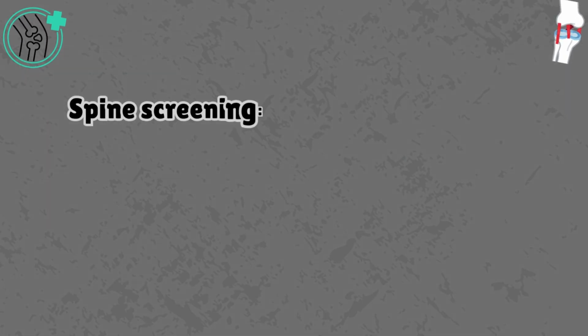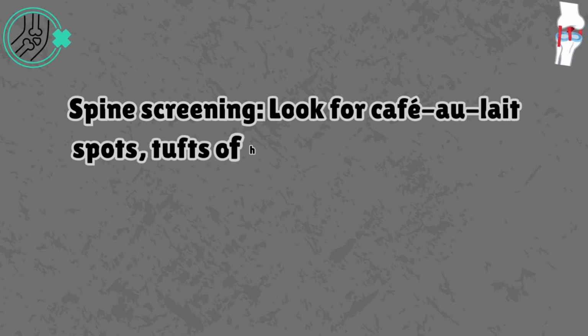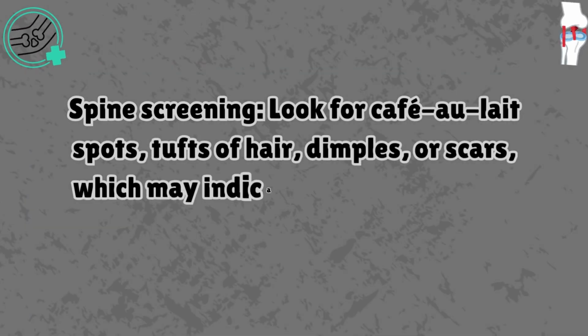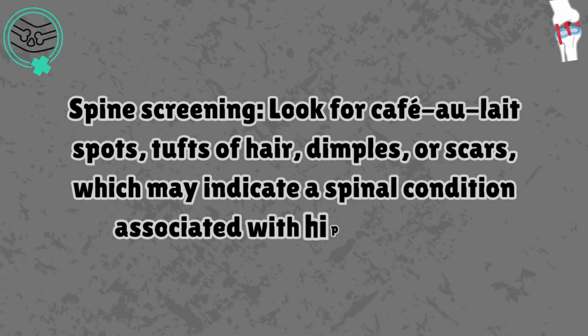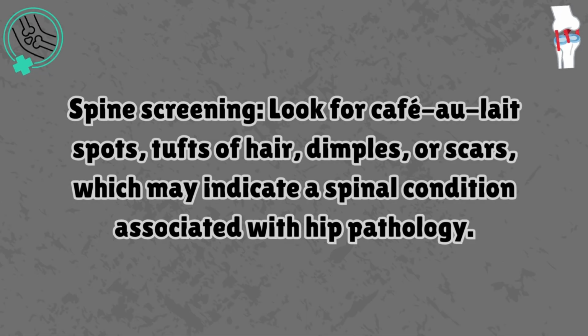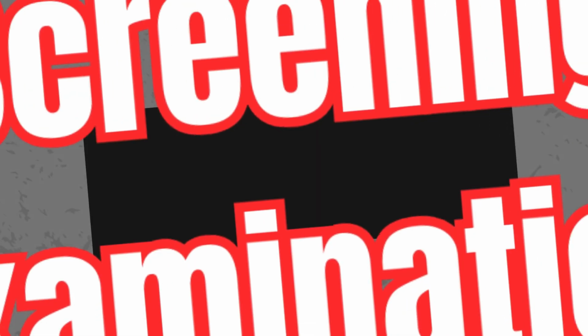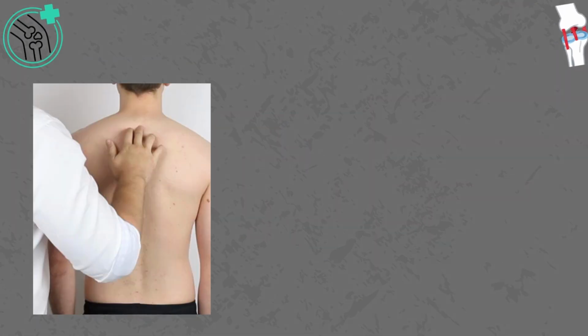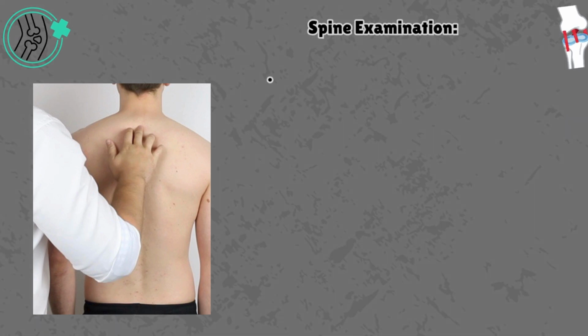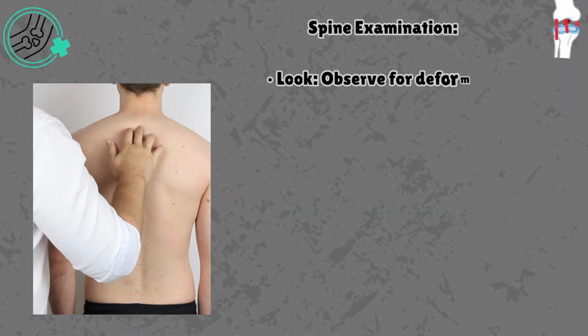Spine screening, look for café au lait spots, tufts of hair, dimples, or scars, which may indicate a spinal condition associated with hip pathology. 4. Screening examination. Examine the spine and upper limbs for any related or contributory conditions.